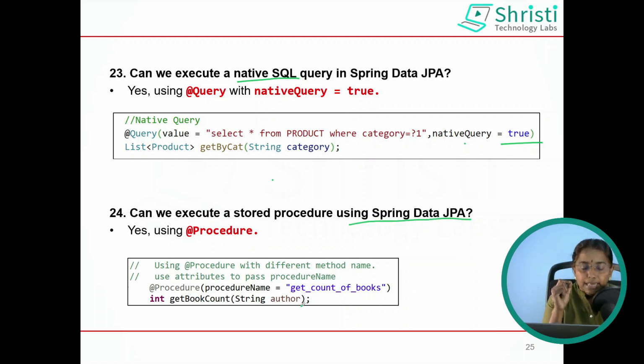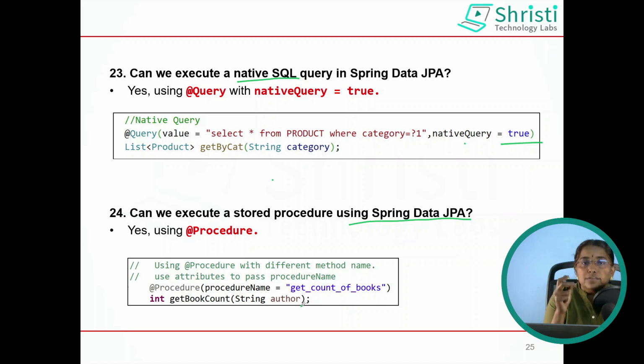But if you are passing a native SQL query, you need to add this attribute and assign the value as true. Next question. Can we execute a stored procedure using spring-data-jpa? Yes. Using the @Procedure annotation. There are different ways of calling a stored procedure from spring-data-jpa. In all these ways, the method should be annotated with the @Procedure annotation.